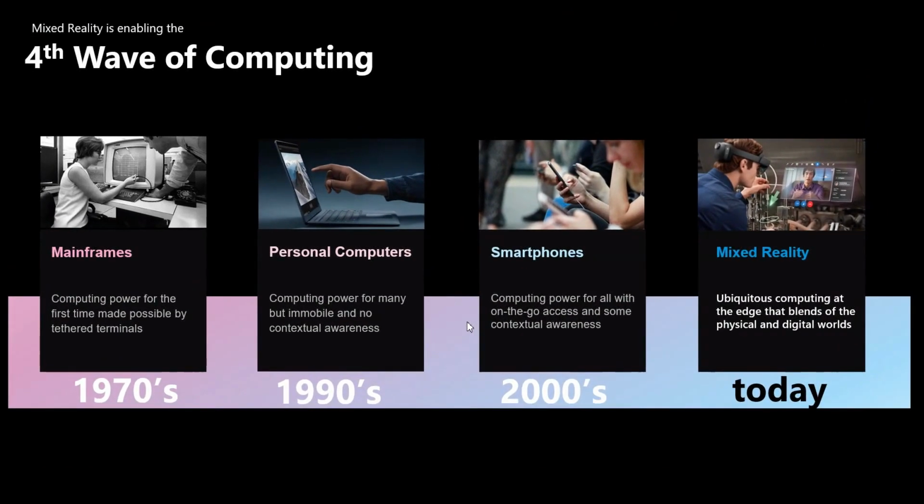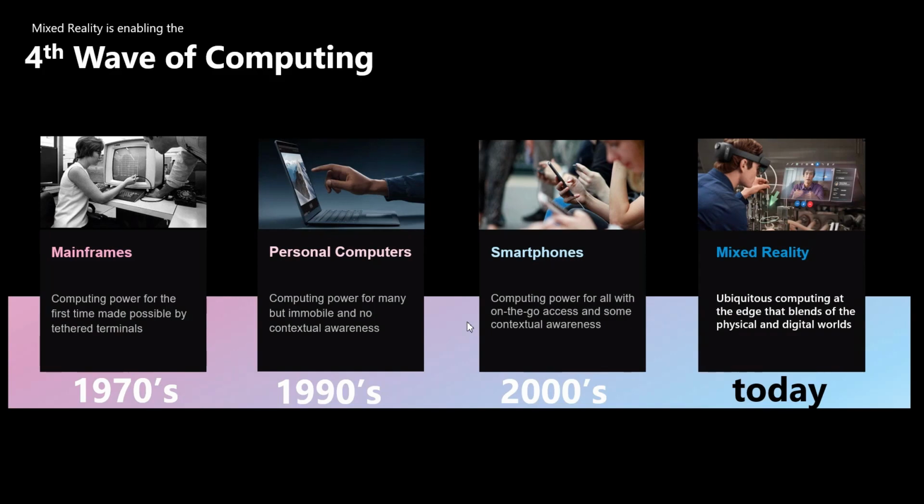If you go back to the 1970s, really when the computing era started, business users had access to compute power for the very first time through mainframes, but they were literally tethered to their desks. In the 1990s, we saw the rise of personal computers, which extended computing power into our homes, and eventually through laptops gave us some level of compute power on the go.